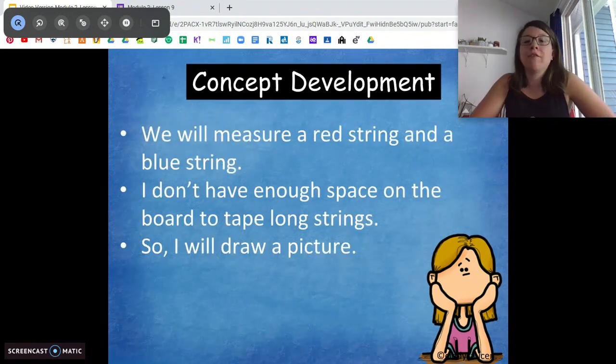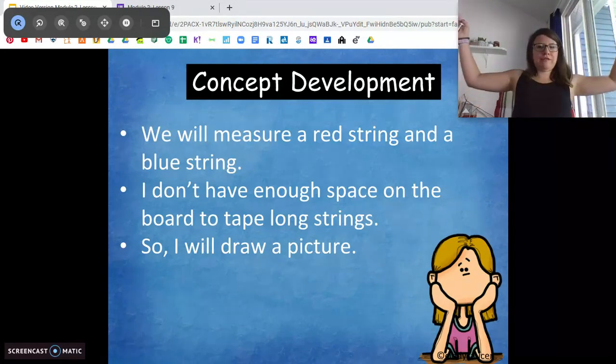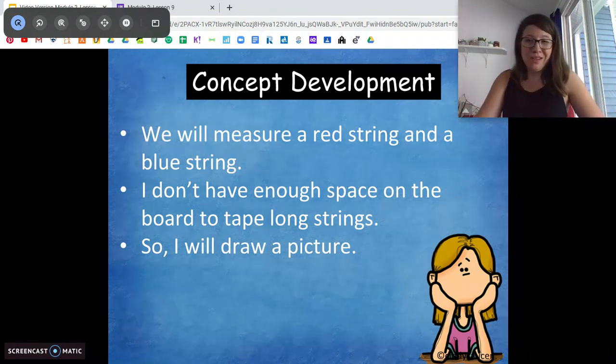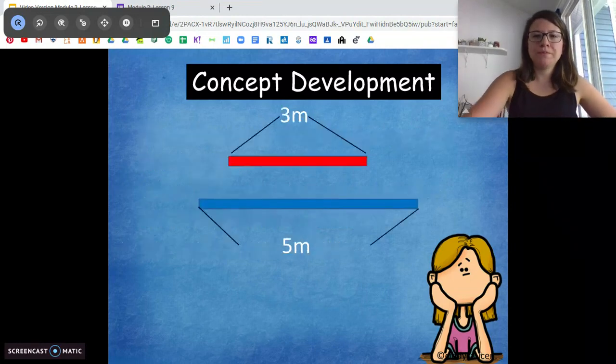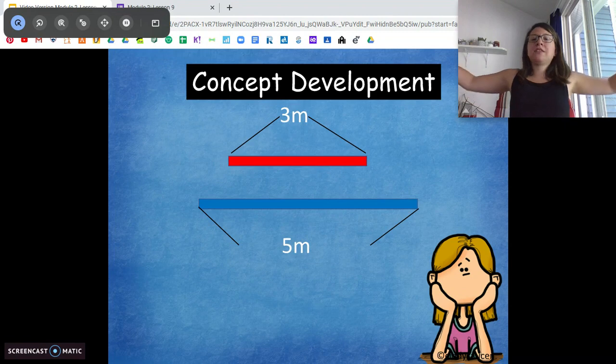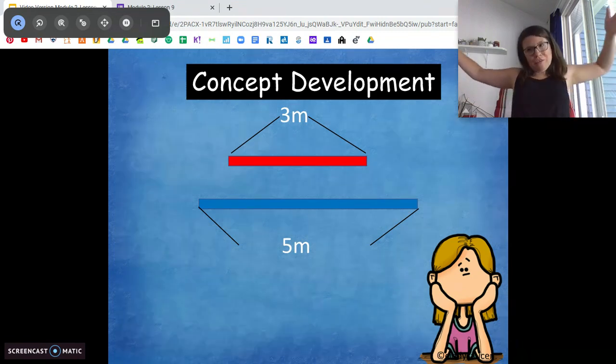Today we're going to measure a red string and a blue string. However, I don't have enough space in this video screen and I don't have a board, so I can't really tape those up for you, but I will draw you a picture, and I'll show you the picture I drew. So, I measured them for you. My red string was 3 meters, my blue string was 5 meters. See, you can't even see it.